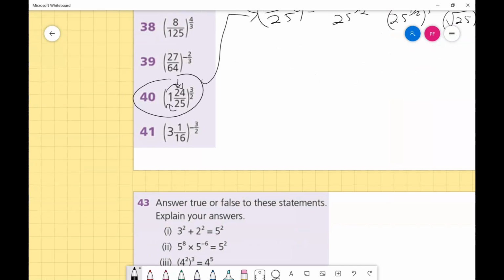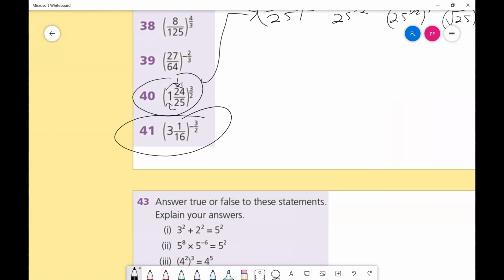And the last one in that section is 41 here. We got a mixed fraction. So the first thing that I'm going to sort out is my mixed fraction. So 16 times 3 is 48, plus 1 is 49. So it's 49 over 16, all to the power of minus 3 over 2. Then I notice I've got a minus sign. So that tells me my denominator and my numerator need to switch. So that's 16 over 49, all to the power of 3 over 2.